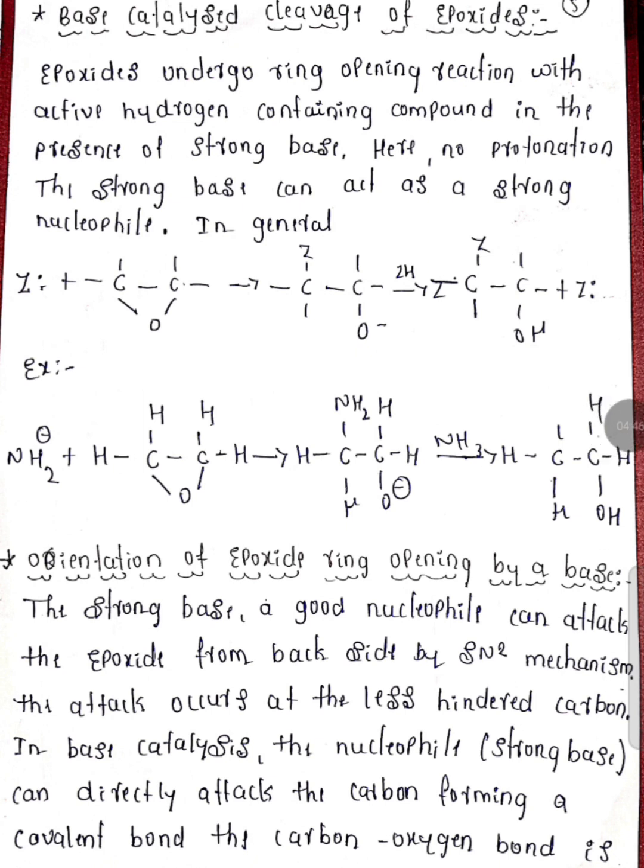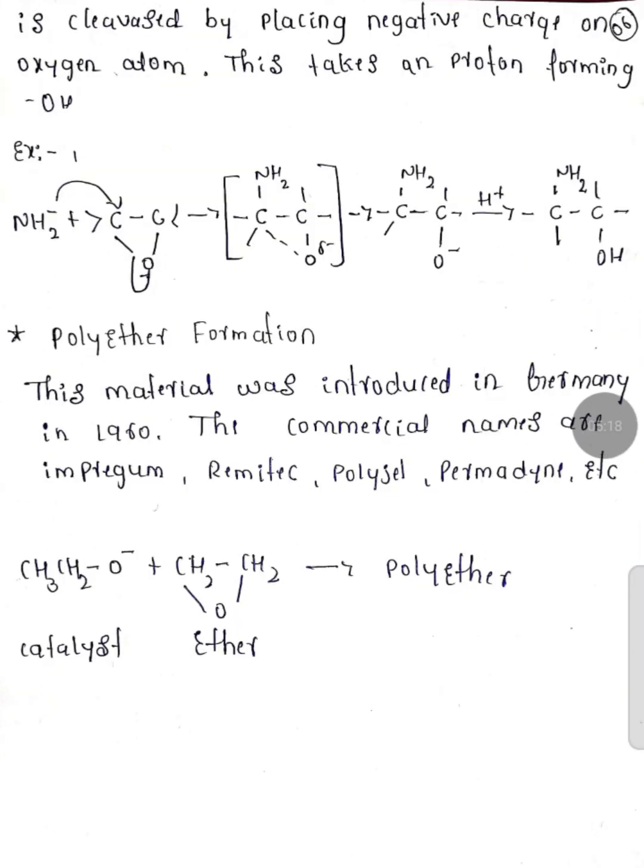Next, we have the orientation of epoxide ring opening by a base. The strong base, a good nucleophile, can attack the epoxide from the backside by an SN2 mechanism. The attack occurs at the less hindered carbon. In base catalysis, the nucleophile as a strong base directly attacks the carbon, forming a covalent bond. The carbon-oxygen bond is cleaved, placing a negative charge on the oxygen atom. This takes a proton, forming OH.